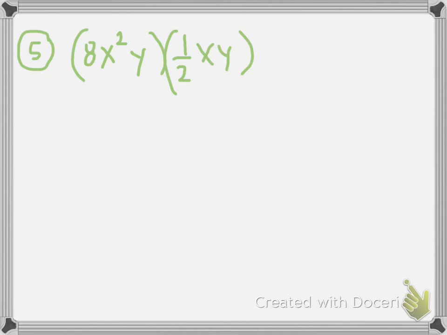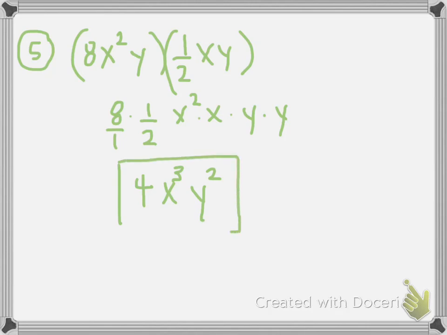Okay, what about here? So we're going to say 8x squared y times 1/2 xy. So I'm going to say 8 times 1/2, x squared times x, and then y times y. Okay, so what is 8 times 1/2? So it's 8 over 1. So 8 times 1/2 would be a 4. X squared times x would be x cubed, and y times y would be y squared. Okay?